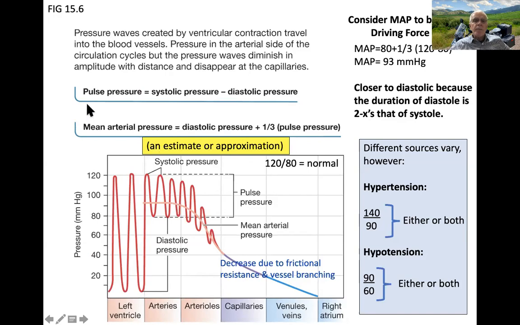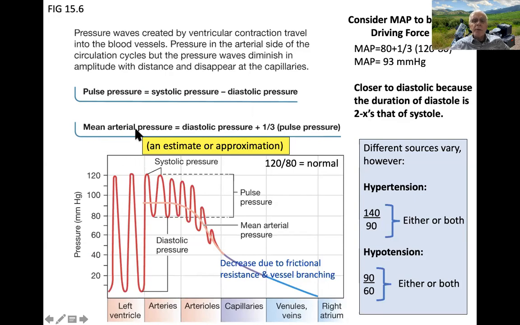Some descriptors. A pulse pressure is just the difference between the systolic and the diastolic. So in other words, 120/80, if I take the difference between those, a pulse pressure might be, in that case, maybe 40 millimeters mercury pressure, if I take the difference between those.